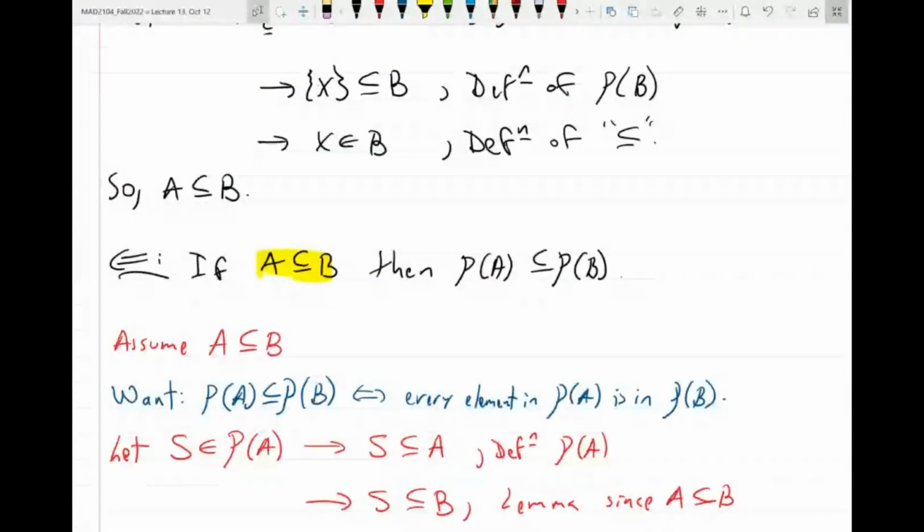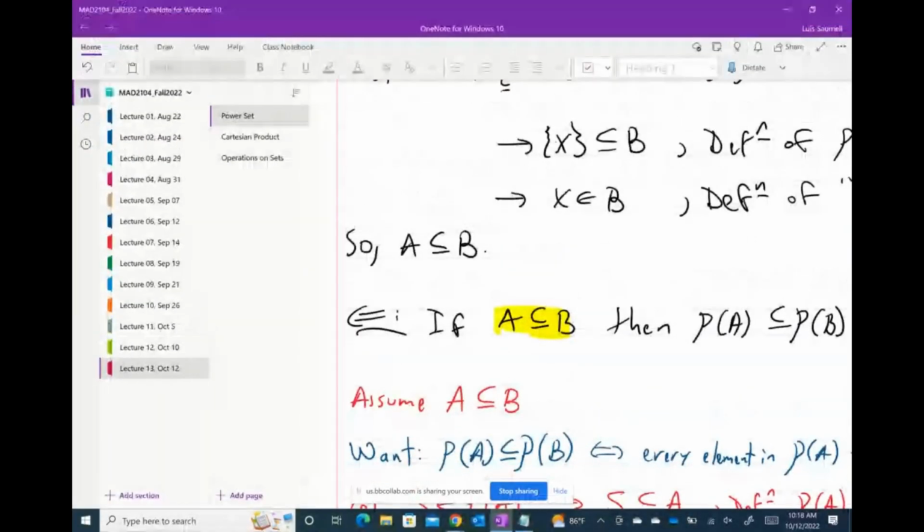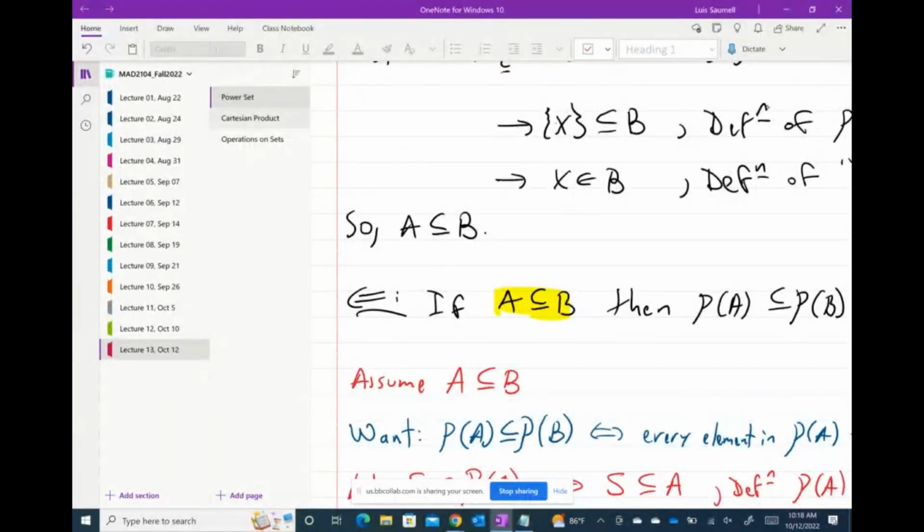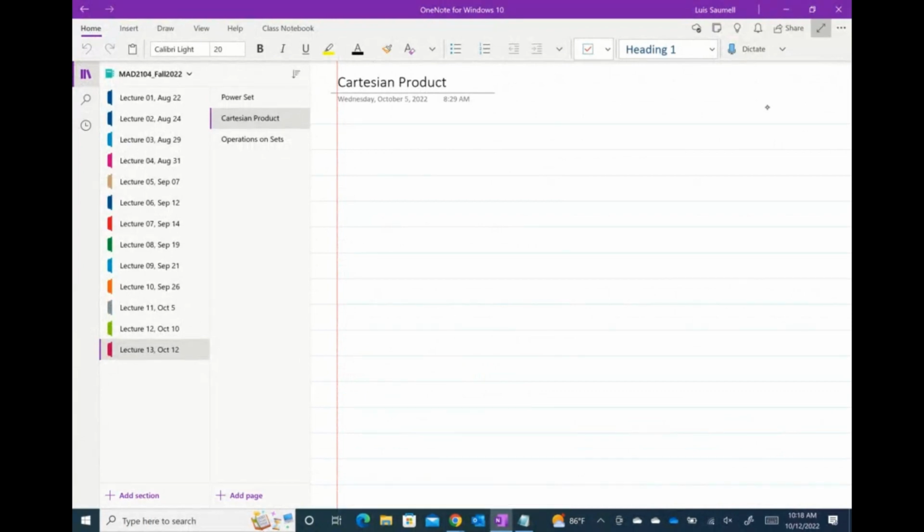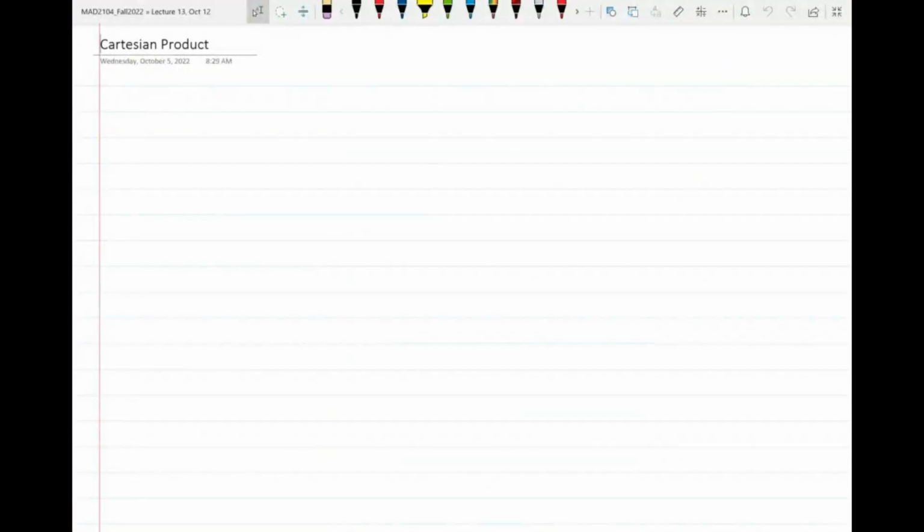Okay, so that was the power set. Let me introduce to you another operation, another way to form new sets. So the power set is how you can get a new set out of a given set. Now another one is what we call the Cartesian product. So it's the product of two sets, and this is the formal way that we actually use to make tuples.